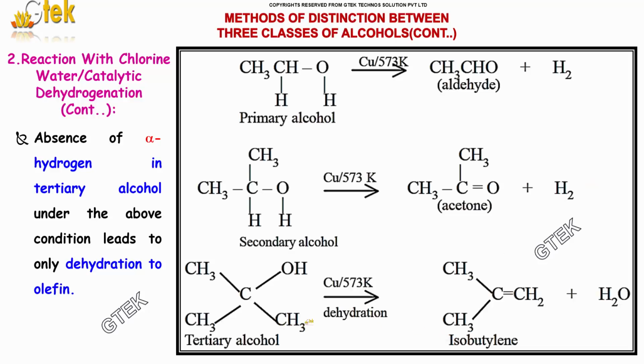But in the case of tertiary alcohol, we won't obtain any aldehydes or ketones. Instead, a dehydration process occurs and we will obtain a product, isobutylene, and water as a side product.